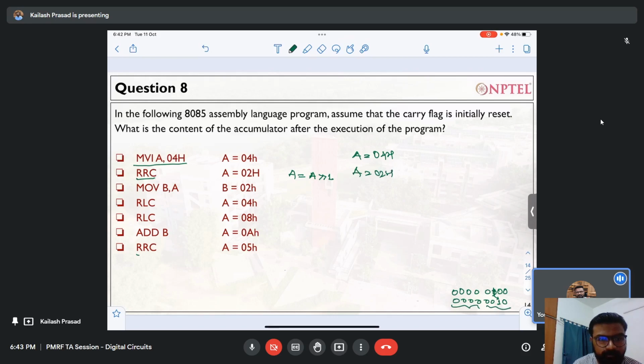02H, right? Up to that, everything is fine, and up to this, only the value of A has been updated. Now what we have done is move B to A. So A was 02H, so B has become 02H. A is already 02H, so A and B are like this.